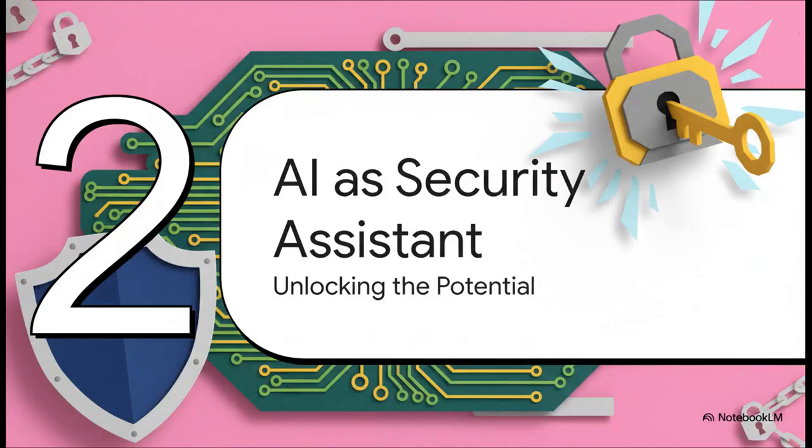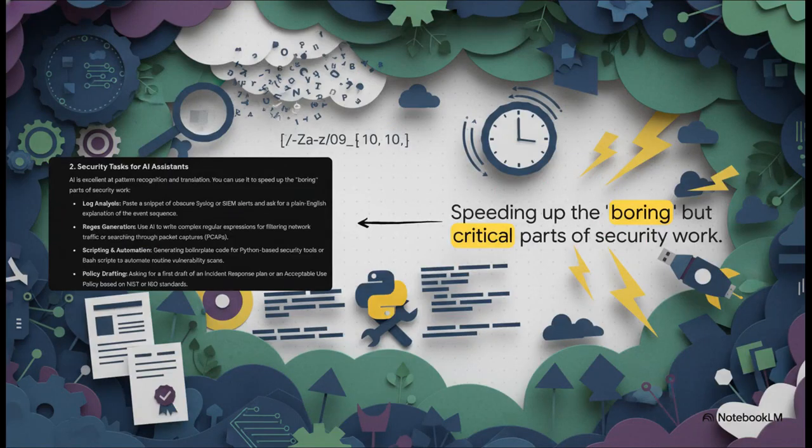All right, next up, section 2. Now that we've got the safety rules down, let's get to the fun part, using AI as a security assistant. This is where you can really start to see the potential. You know, AI is absolutely brilliant at pattern recognition and translation, and you can leverage that to speed up some of the more, let's say, tedious parts of our jobs.